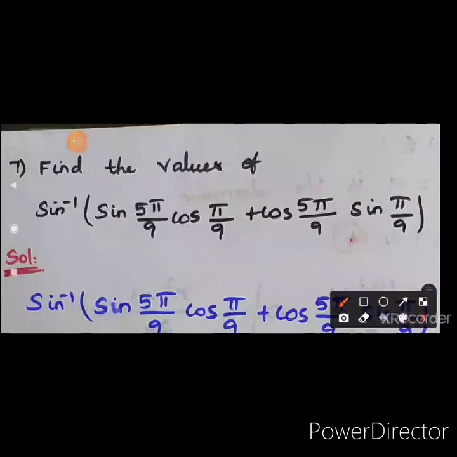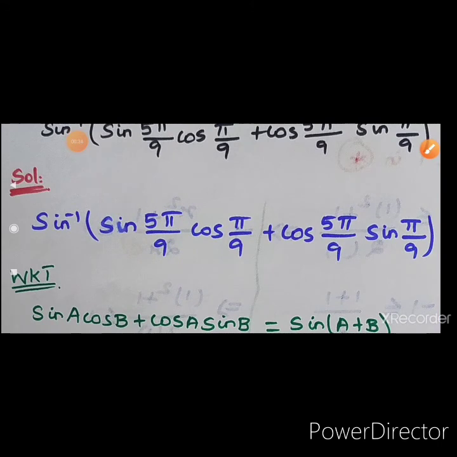4.1 7th sum, last sum. Find the value of sine inverse of sine 5 pi by 9 cos pi by 9 plus cos 5 pi by 9 sine pi by 9. I repeat it. Find the value of sine inverse of sine 5 pi by 9 cos pi by 9 plus cos 5 pi by 9 sine pi by 9. Solution. Sine inverse of, the question as it is, sine inverse of sine 5 pi by 9 cos pi by 9 plus cos 5 pi by 9 sine pi by 9.